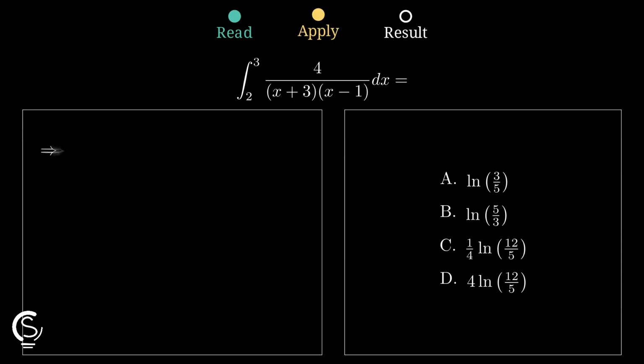Now we integrate each term separately to get ln|x - 1| - ln|x + 3|. This simplifies beautifully into the natural log of the quotient.